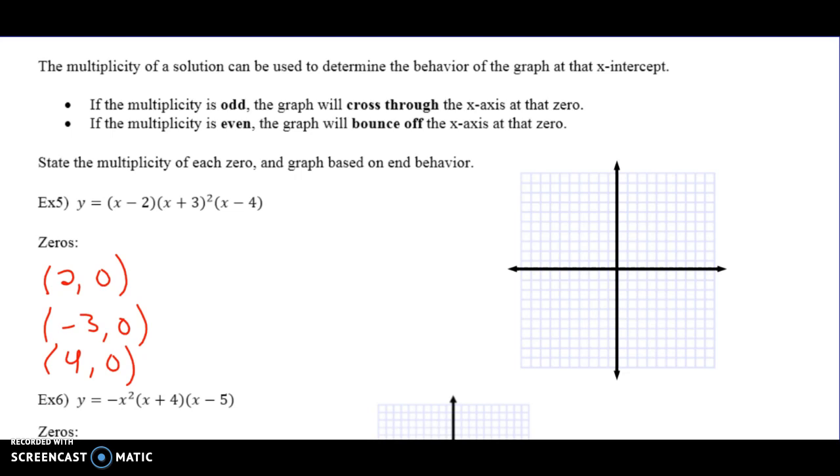So I'll put those on my graph. 2, -3, oops, and +4. Except for x. So, how many x's do I have?